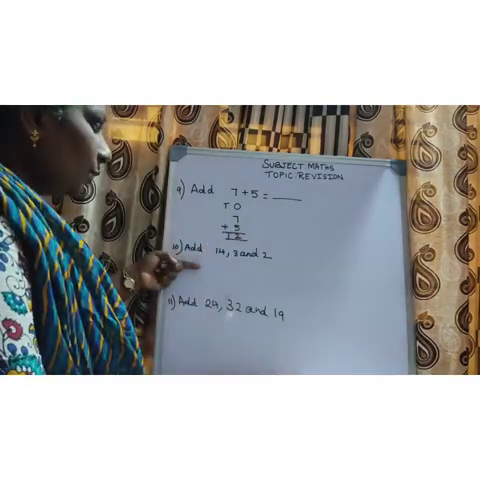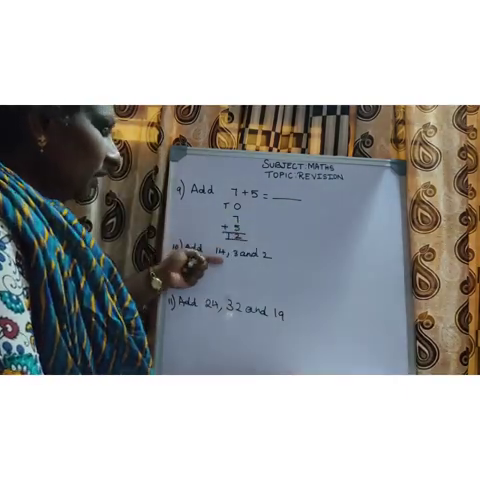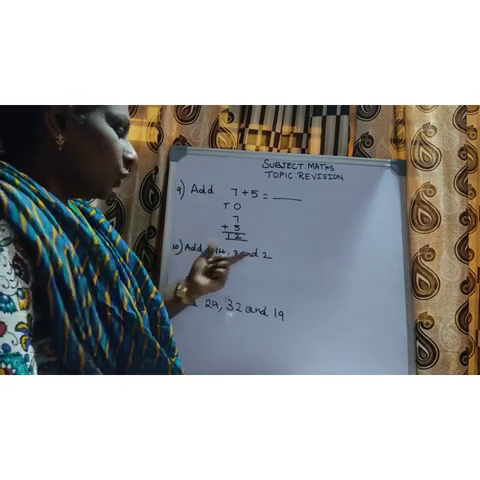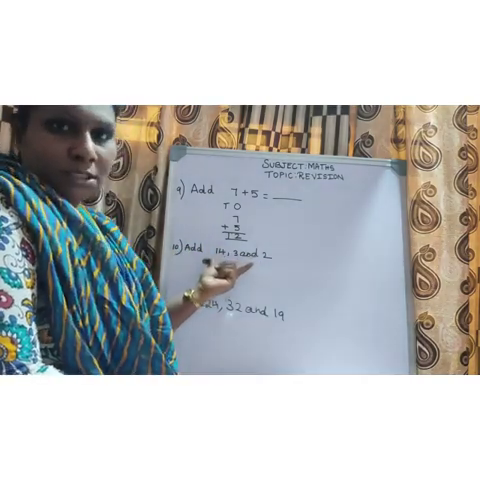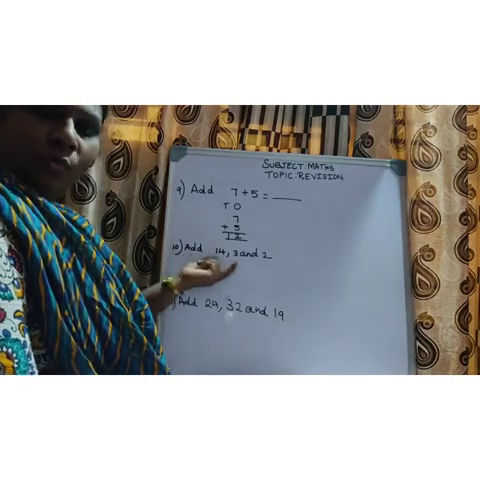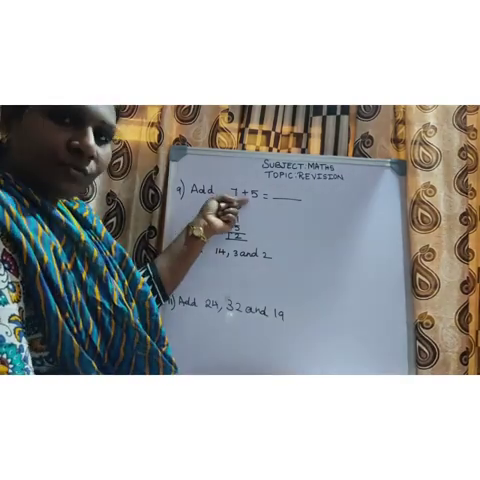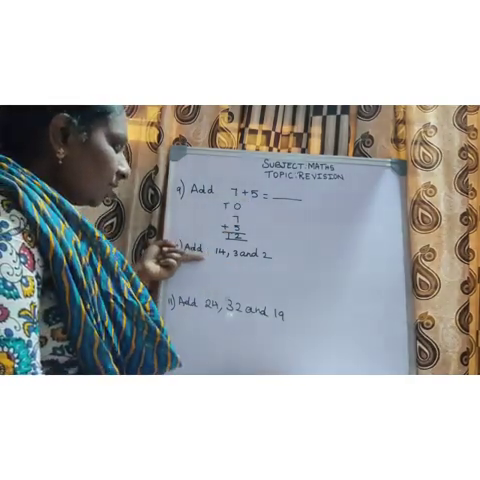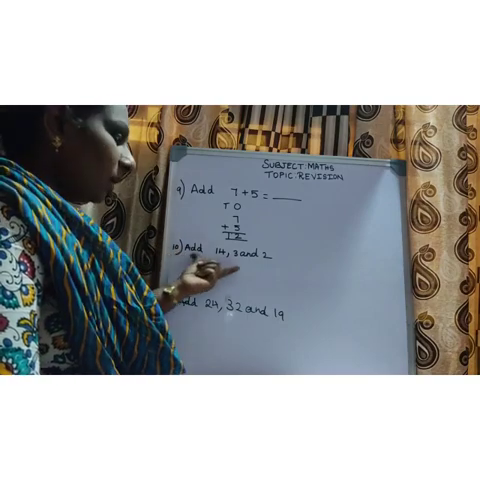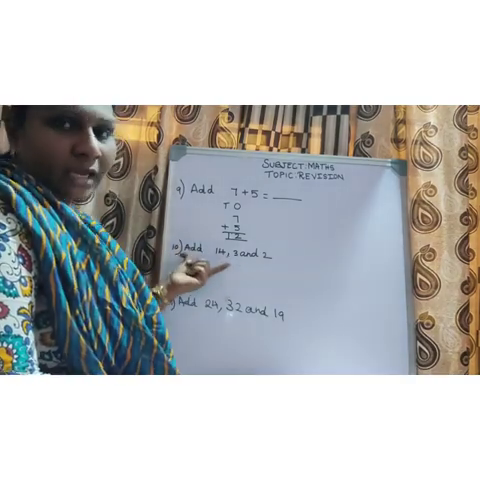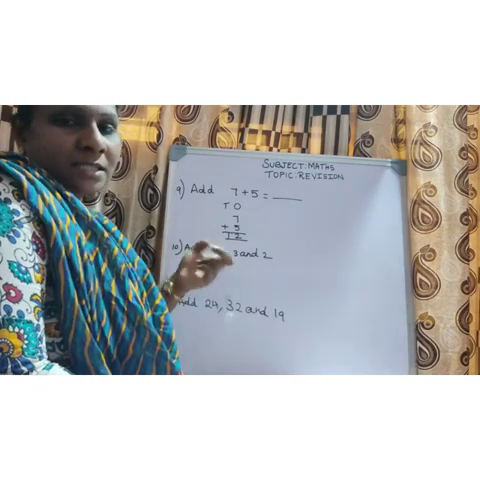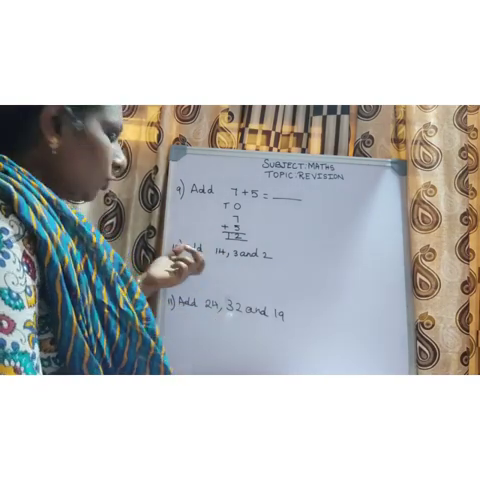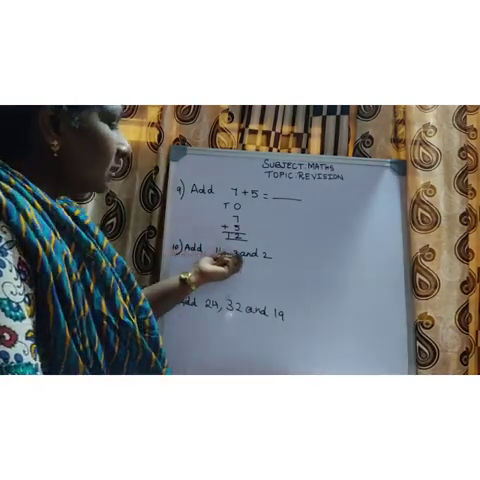Okay, so the second one is add 14, 3 and 2. This is given in words, so the add word is given. Here you can find out with a sign, but here they have given add. Here also you can find out by this whether you should add, subtract or multiply. So add 14, 3 and 2.